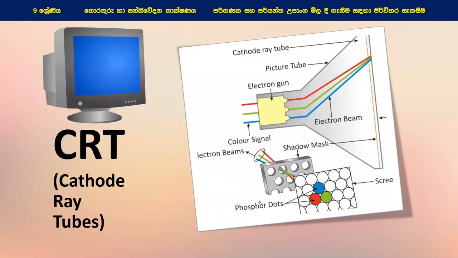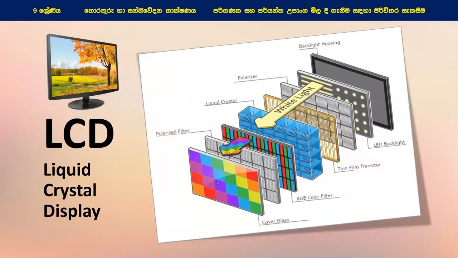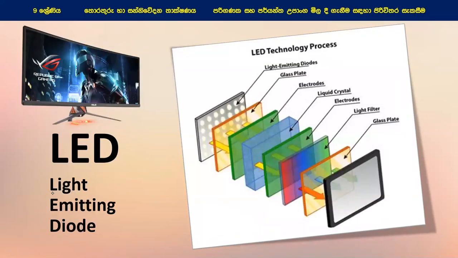CRT monitor is the one still providing you the best colors when it comes to the image, but again, it consumes a lot more power, right? And using graphical processing units and all these things, LCD and LED are also able to provide sharp and quality pictures to you, right? When it comes to power consumption, CRT consumes the most, LCD is less compared to the CRT, and LED is much lower, the lowest power consumption standard output device that we can use, right?